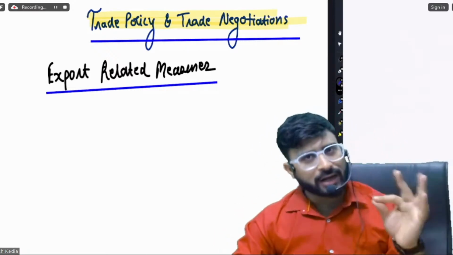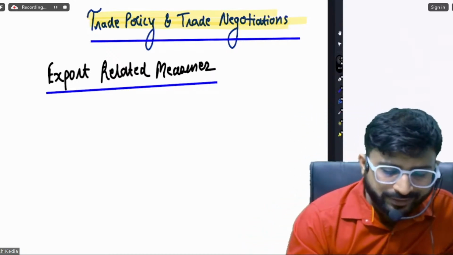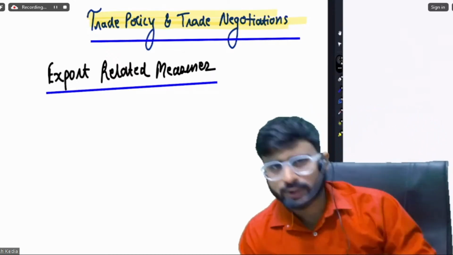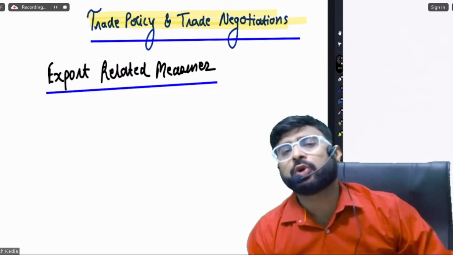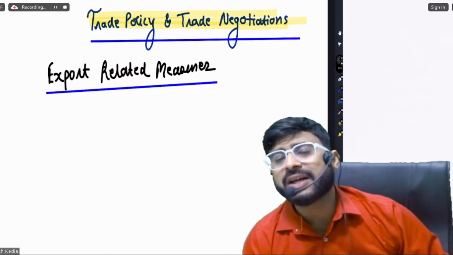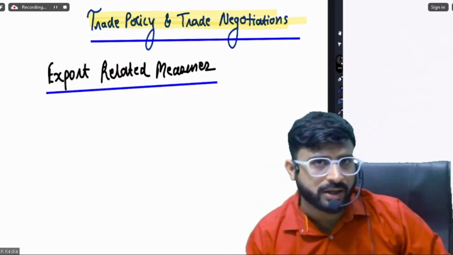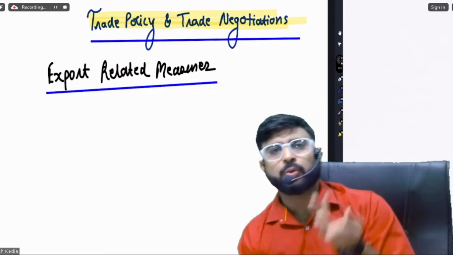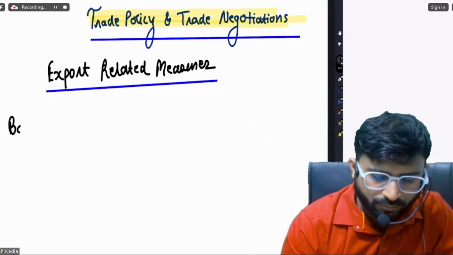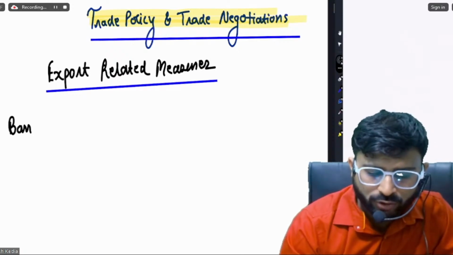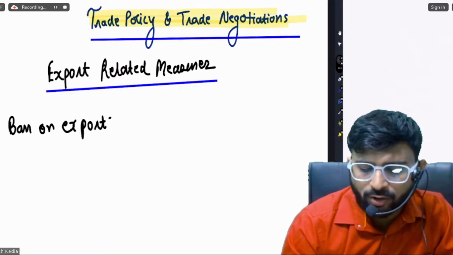So now we are going to start export related measures, which was left in trade policy. Number one is to reduce exports. Everybody write down in the chat: to reduce exports, what will the exporting country government do? Ban on exports, correct. So the exporting country government will put a ban on exports.